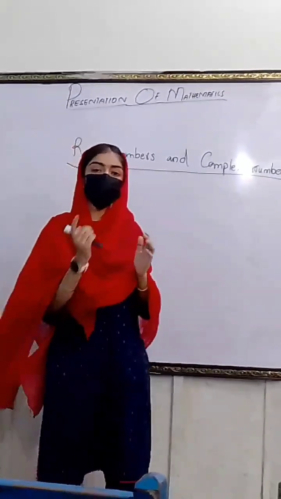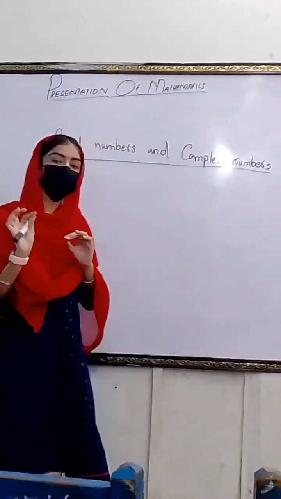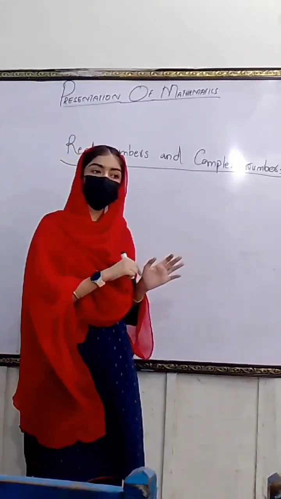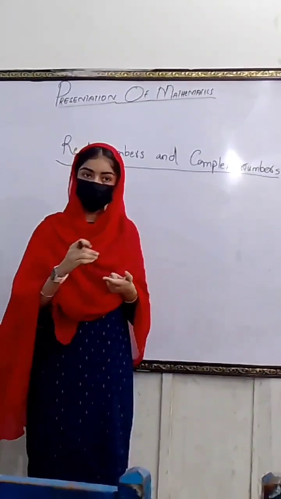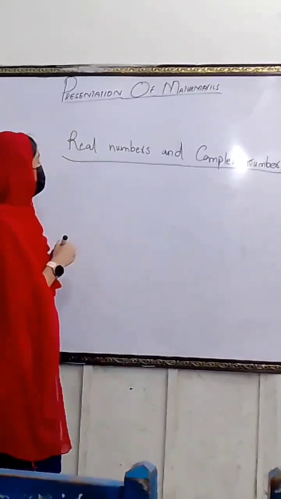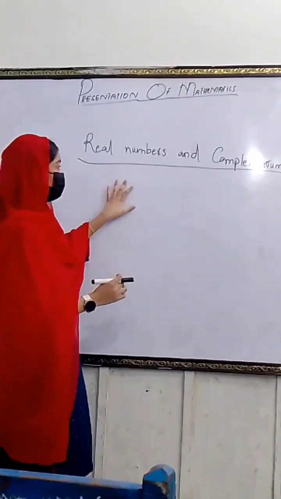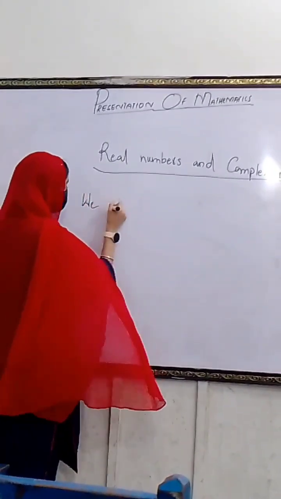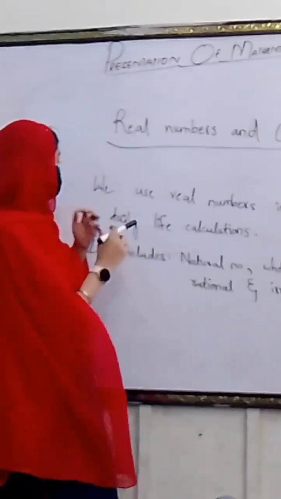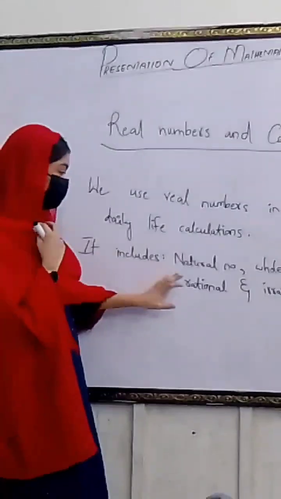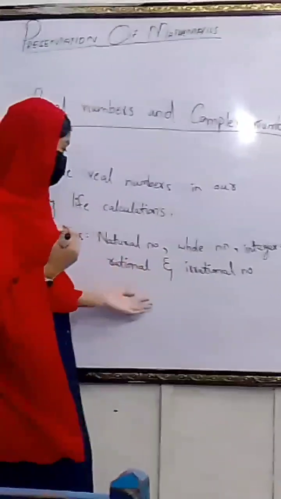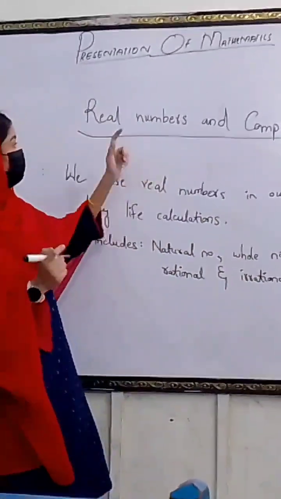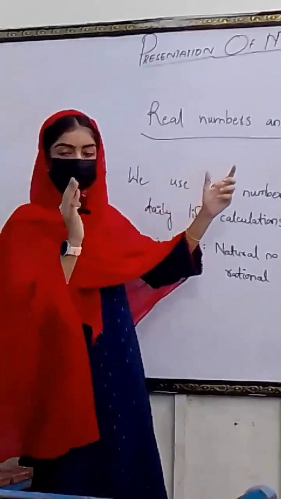In the number system of mathematics, we are already quite familiar with real numbers, and we use real numbers in our daily life calculations and applications as well. So if we have to write the definition, real numbers are those numbers in which the natural numbers, whole numbers, integers, rational and irrational numbers are all included. So that's why it is one of the two categories into which the number system is divided.